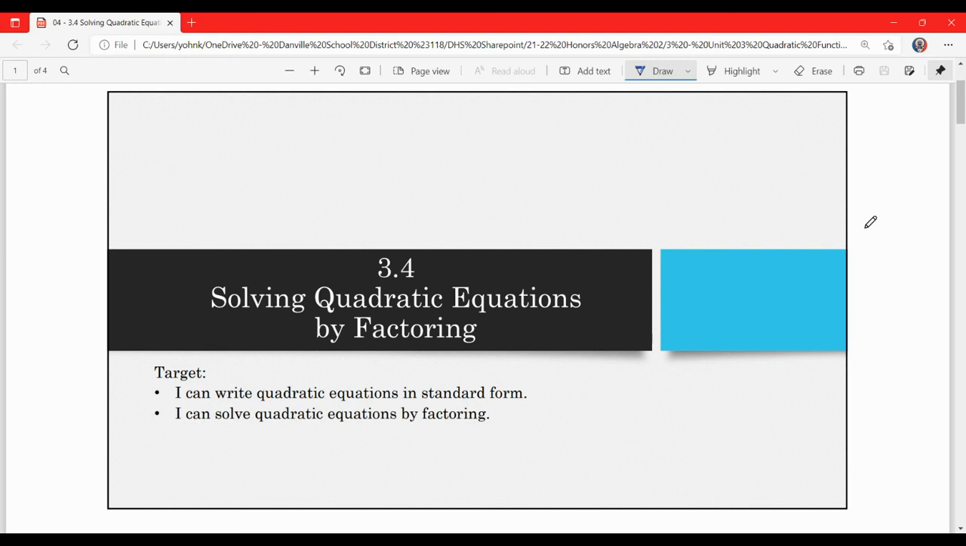Hey kids, welcome to section 3.4, solving quadratic equations by factoring. Today I'm going to teach you how to write quadratic equations in standard form and then how you can solve quadratic equations by factoring them.